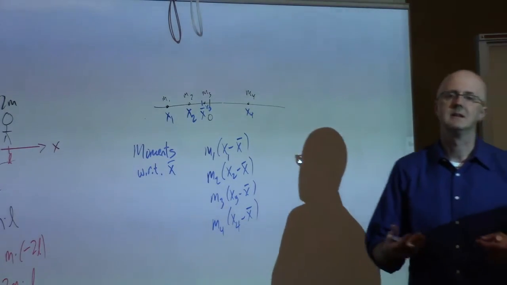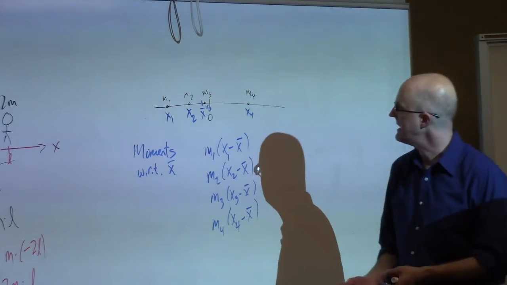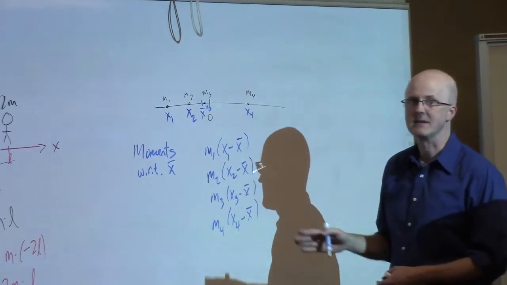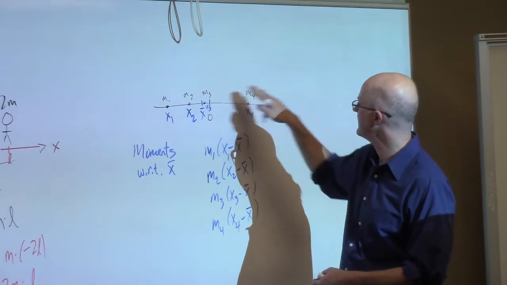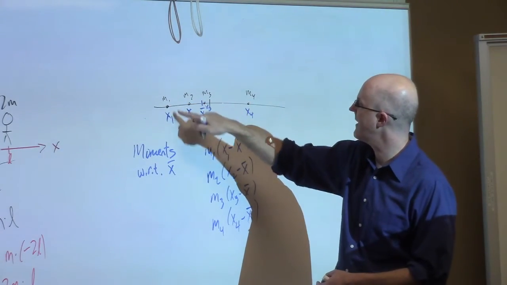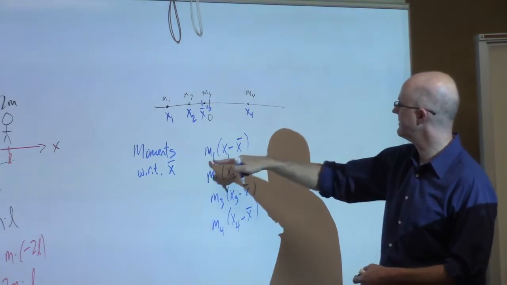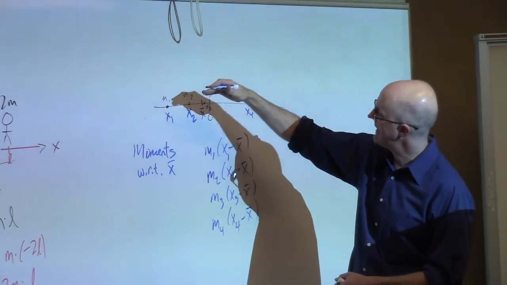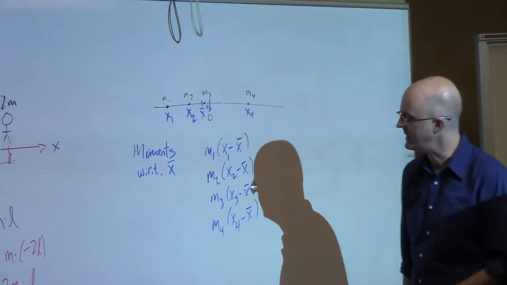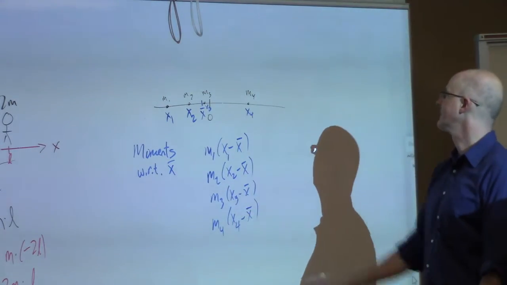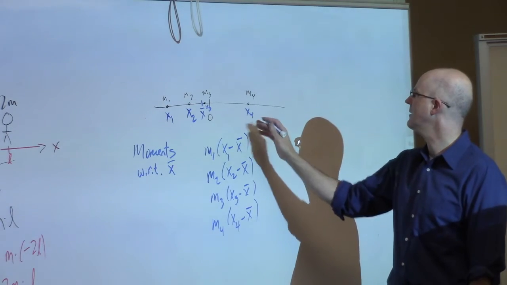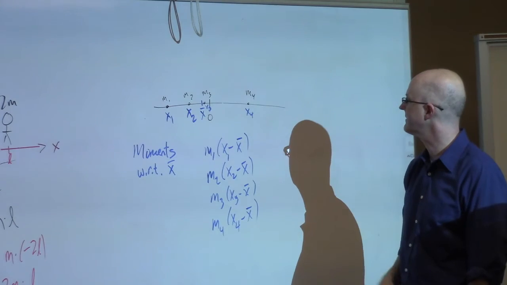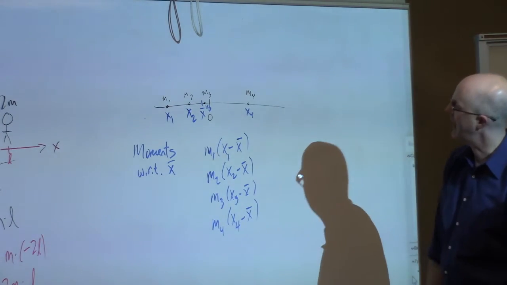They represent the tendency to cause the seesaw to rotate one way or the other in the absence of the other masses. If M2, M3, and M4 were gone and M1 was the only one there, x1 minus x bar is negative. The moment with respect to x bar is negative for mass 1, and so you get a tendency to rotate in the counterclockwise direction this way. M3 and M4 are the masses where the displacement from x bar is positive, and so they would tend to cause a clockwise rotation.